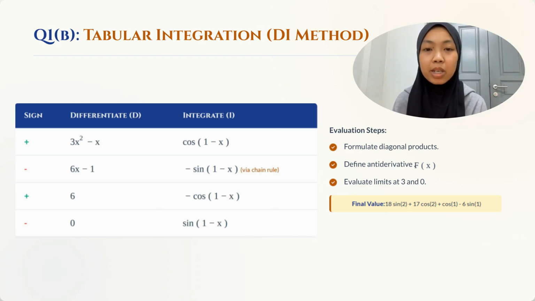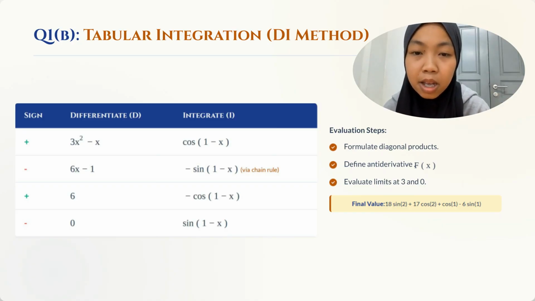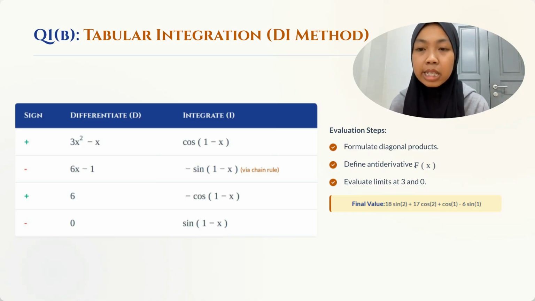Let's move to part B, which is a definite integral. The definite integral from 0 to 3 of the quantity 3x squared minus x times cosine of the quantity 1 minus x dx. Because the polynomial factor 3x squared minus x terminates upon multiple derivatives, we can use the highly efficient tabular integration method. Be extremely careful here with the chain rule when integrating cos of 1 minus x, which introduces alternating signs.